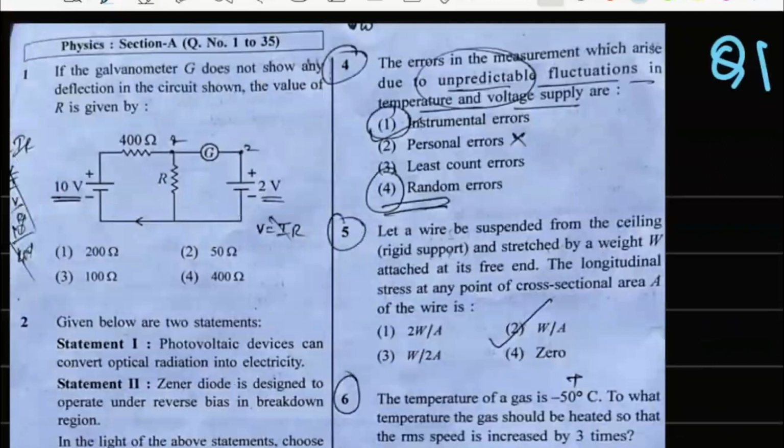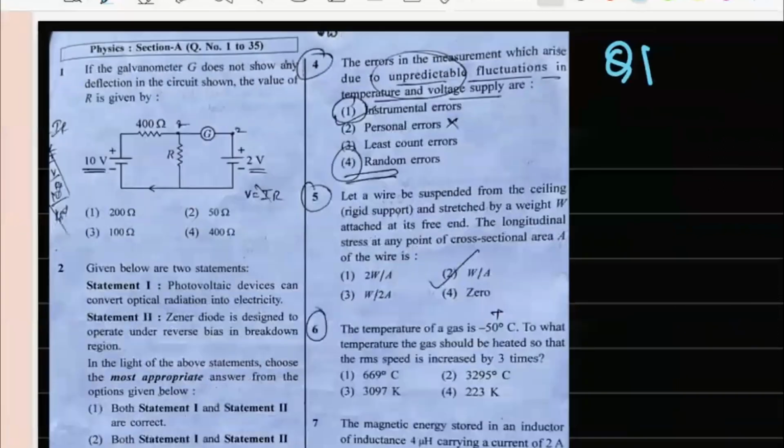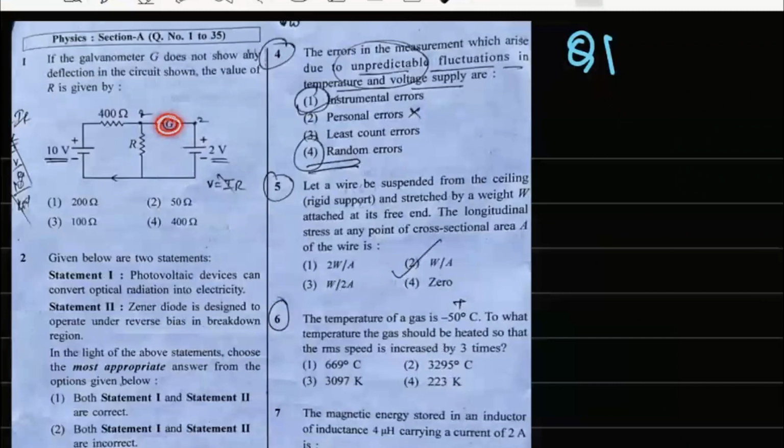They're saying if the galvanometer G does not show any deflection in the circuit shown, the value of R is given by what? As you can see here, this galvanometer is not showing any deflection, means there is no current coming out from this 2-volt cell. That means the voltage drop on this resistor here should be 2 volts. Now, out of 10 volts, I have 2 volts across this resistor. So I can say that the remaining 8 volts must be across this 400 ohms.